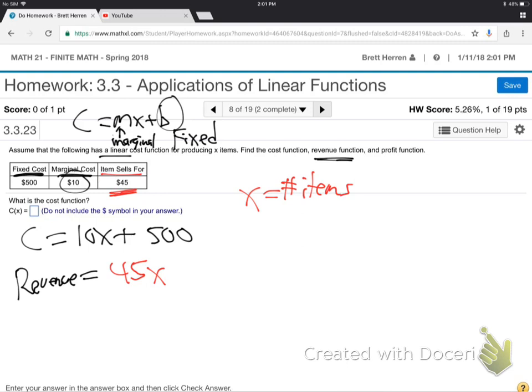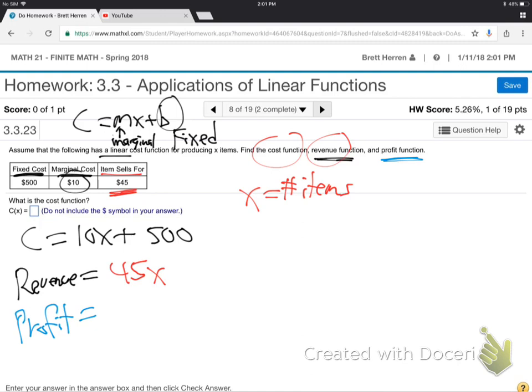Revenue never has a fixed part. People don't buy things that way. That isn't right. They just pay per item. So we just have the per item part on a revenue function. Next, that's the cost, revenue, third part. They want us to come up with a profit function. How are we going to come up with a profit function? How do you know how much profit a company makes?